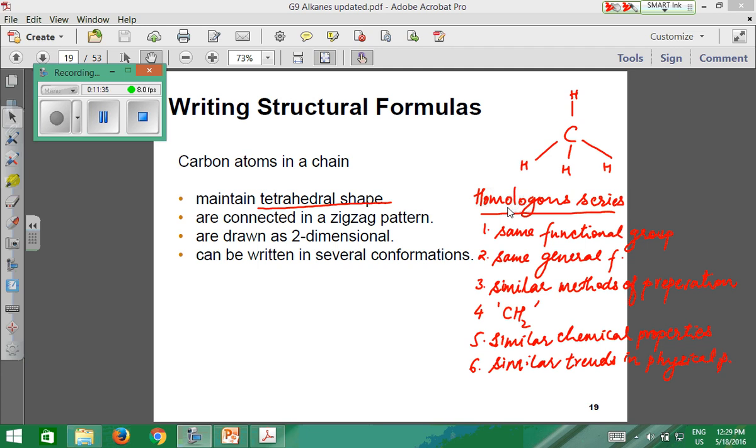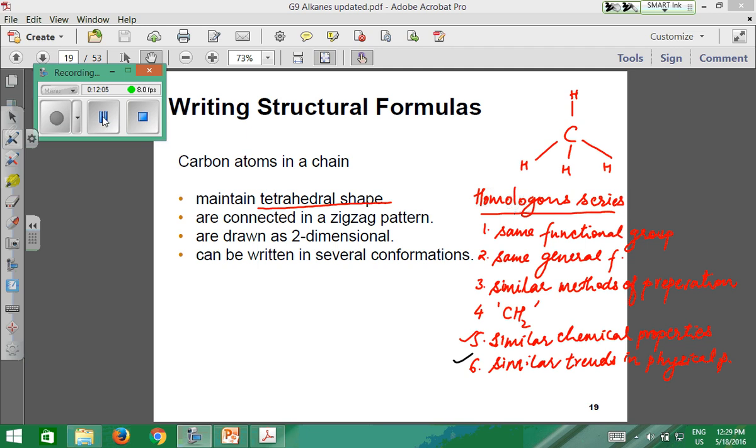They have the same functional group, they have the same general formula, they have similar methods of preparation. The members, they differ by CH2. The next one will come if you add CH2. Similar chemical properties here. Then next one is similar trends in physical properties. They are called homologous series. Like alkanes, all the members of alkanes, they have these kinds of properties.